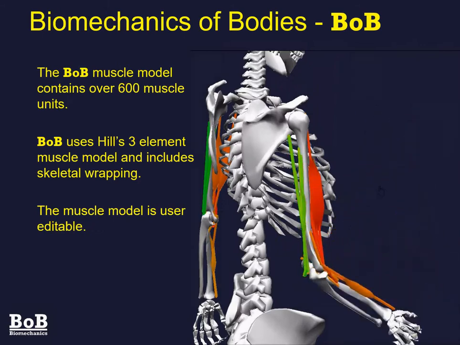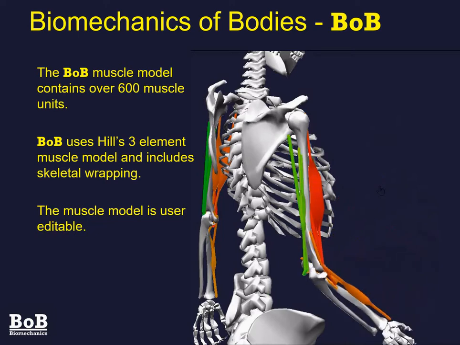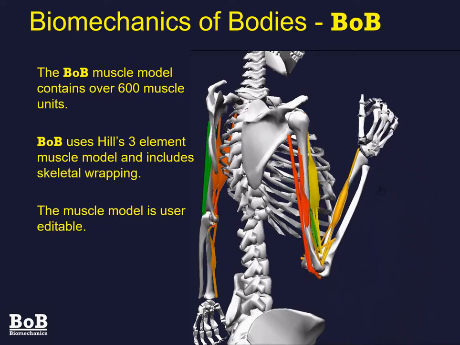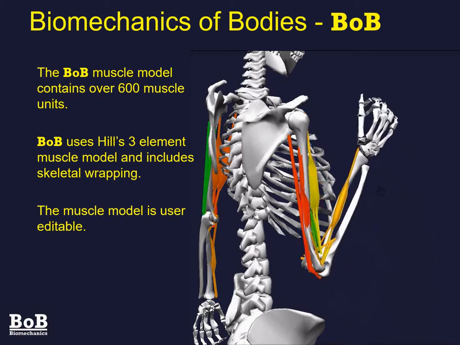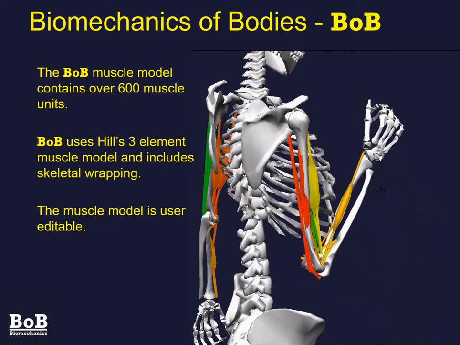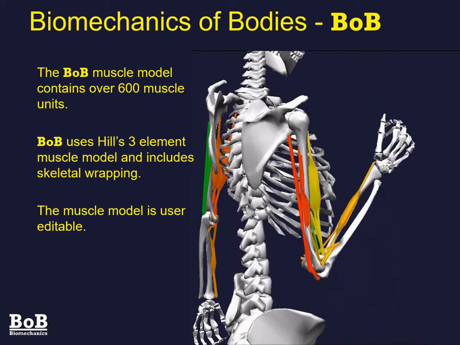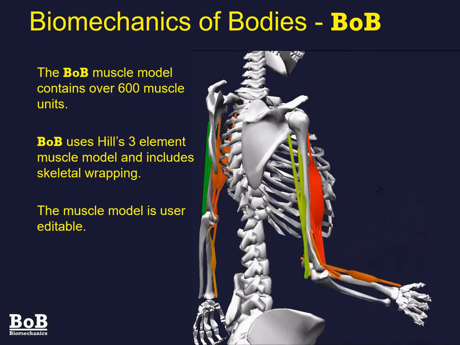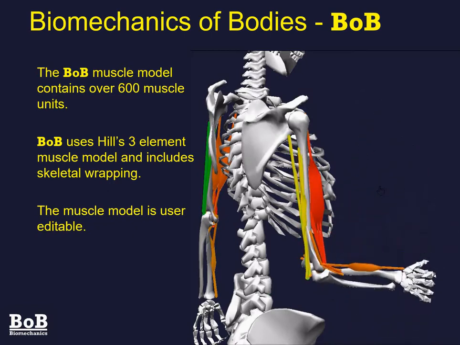BoB is a musculoskeletal model and therefore contains representations of all of the major locomotor muscles within the body. Currently, BoB has over 600 muscle units across the whole body. The muscles can be modelled as simple force generators or 3-element Hill models. The muscles also have the ability to wrap around the underlying skeletal structure.